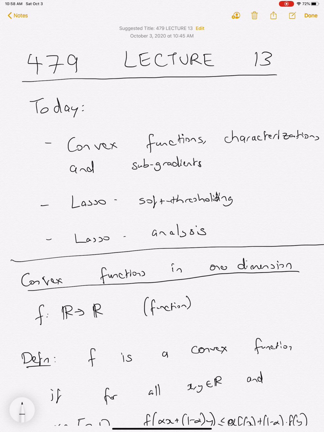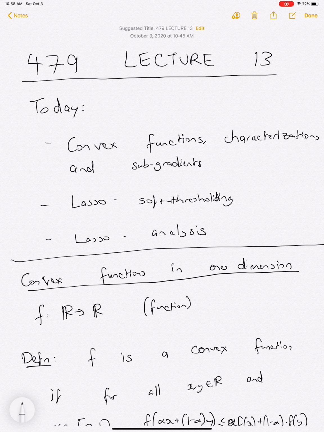So that's the lasso. In particular, we talked about the soft thresholding algorithm, which is the basis for a lot of the lasso algorithms. I'll finish discussing that and then go into the analysis, really discussing how the lasso potentially improves the performance in terms of mean squared error. So I'll first spend about 10 to 15 minutes just talking about convex functions because they're such an important topic.